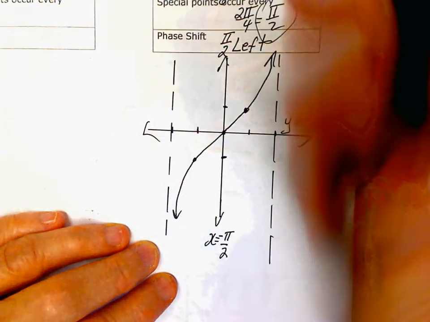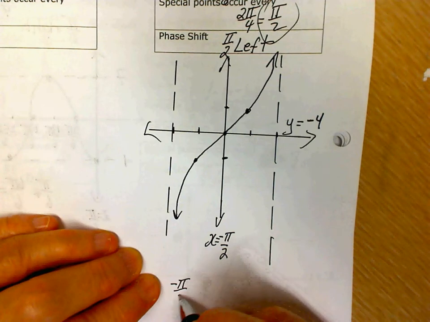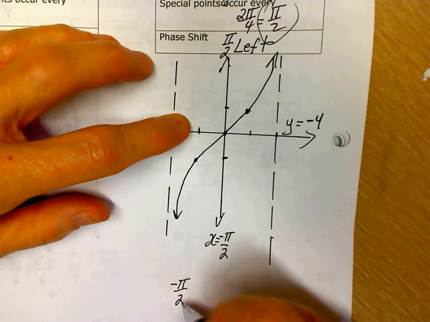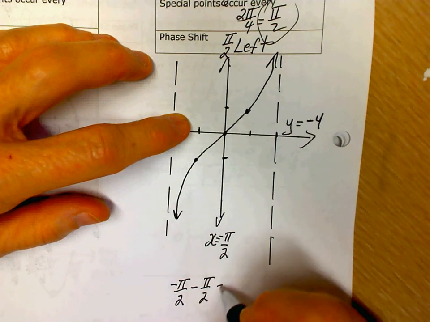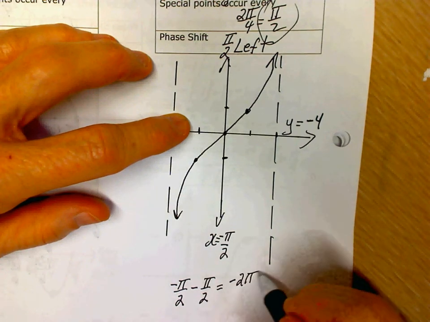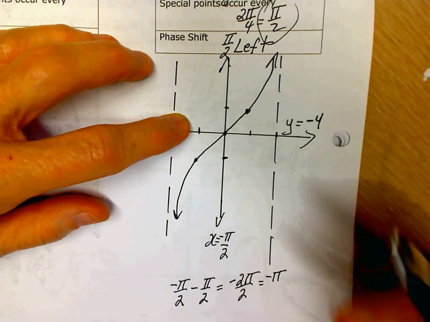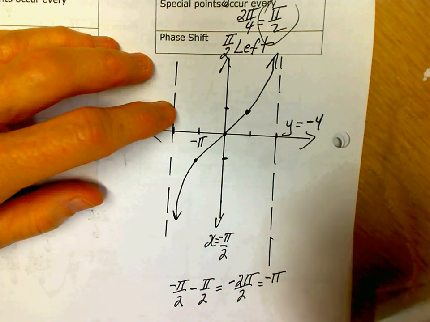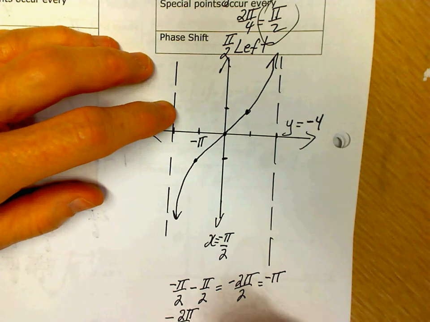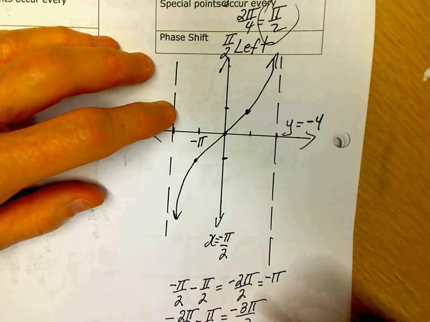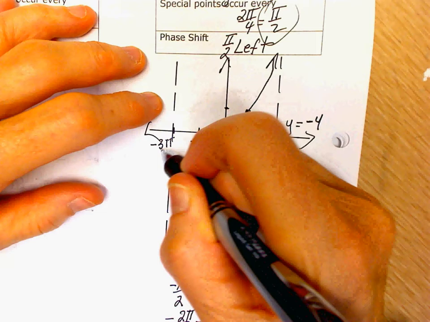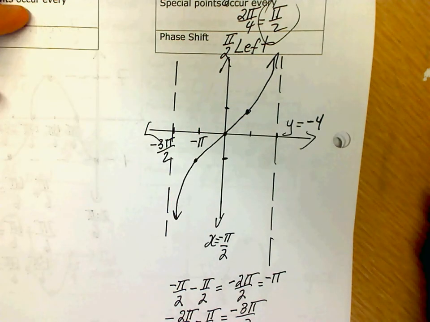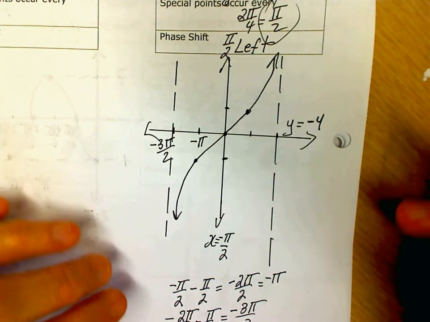We'll do the ones on the left first. Minus pi by 2 equals minus 2 pi by 2 equals minus pi. Then -2 pi by 2 minus pi by 2 equals minus 3 pi by 2. Let's do the ones on the right now. Those were on the left. Now we'll do the right.